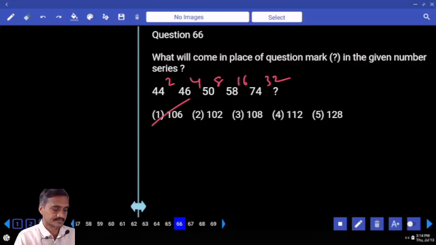Then now 61 to 65. Any doubts? Now all together.